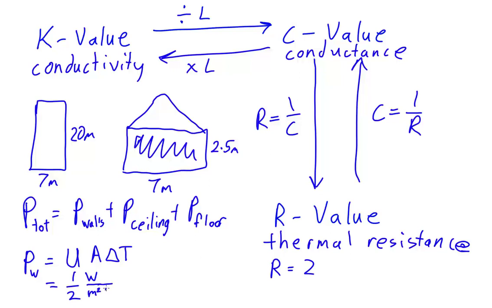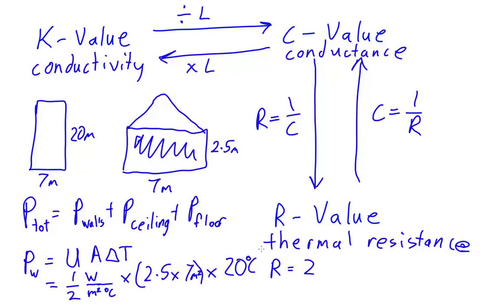Area of this wall is 2.5 meters by 7 meters. That's going to be in meters squared. And then we've got to figure out what's the temperature across this wall. So let's assume it's night time and it's 0 degrees outside because it's Canberra winter, and it's 20 degrees inside. So that makes my delta T 20 degrees Celsius. Now the question is, how quickly will I lose heat here?